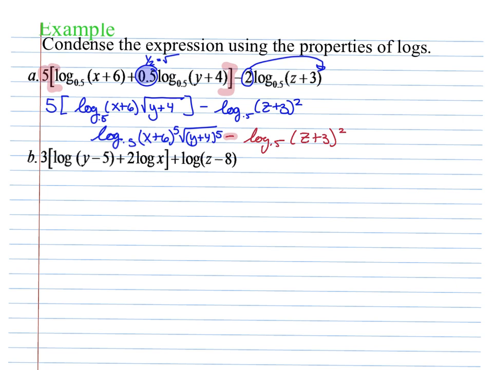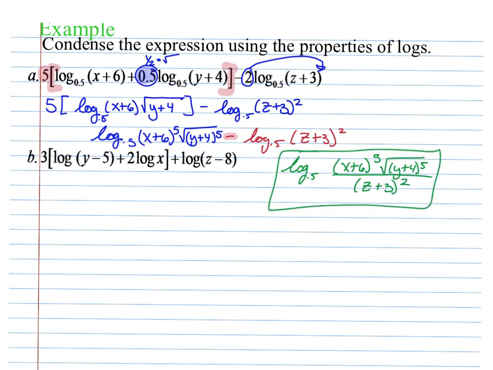So the next piece would be log of 0.5 x plus 6 to the 5th power, square root of y plus 4 to the 5th, all of that divided by your bottom part, which is going to be z plus 3 squared. That's your answer for that first part.